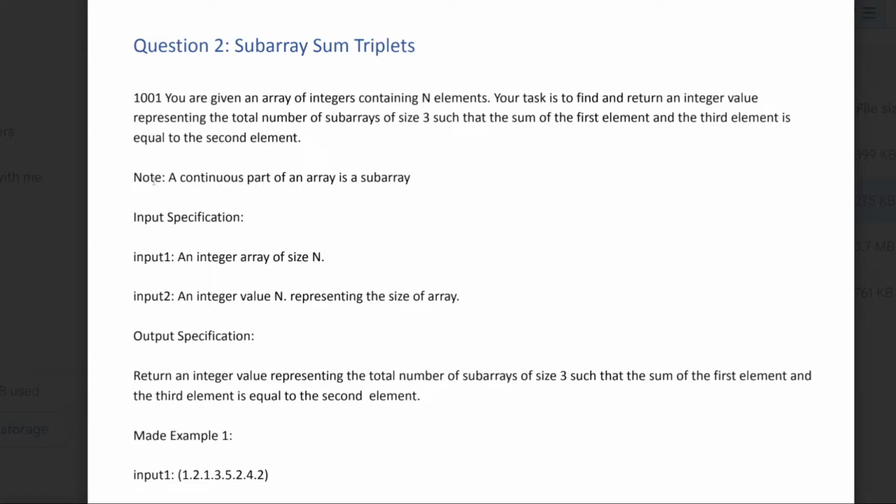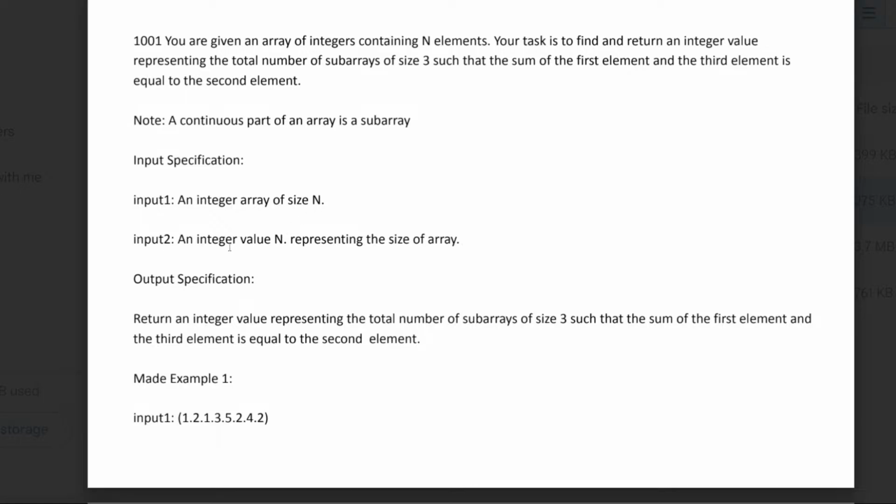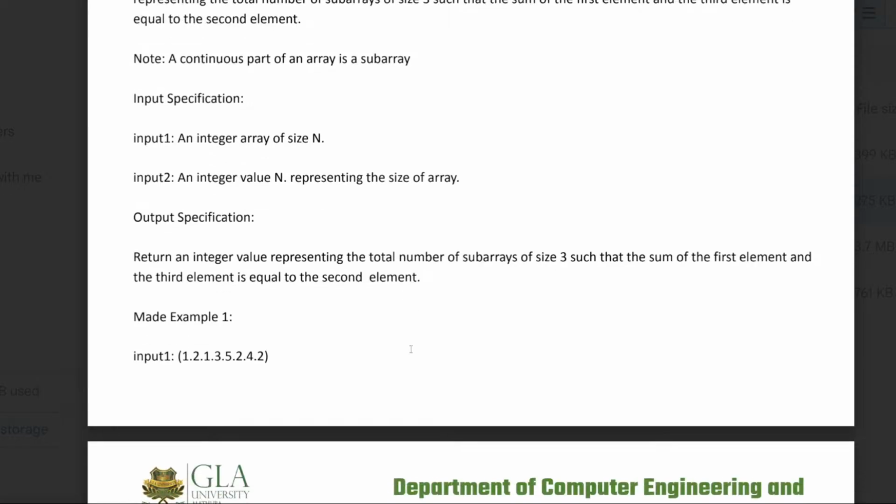Oh, that's the question. Then notes. A continuous part of an array is a subarray. Input specification: an integer array of size n, and an integer n representing the size of the array. Output: return the integer value representing the total number of subarrays of size 3, such that the sum of the first element and the third element is equal to the second element.